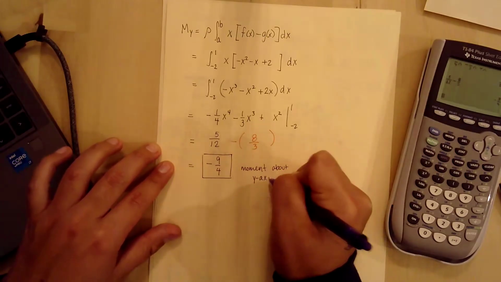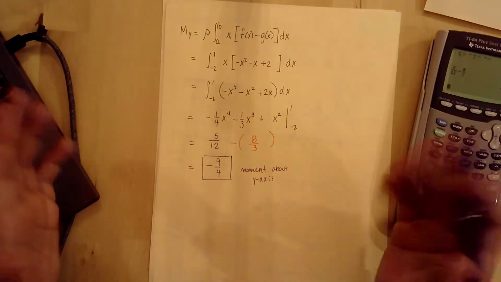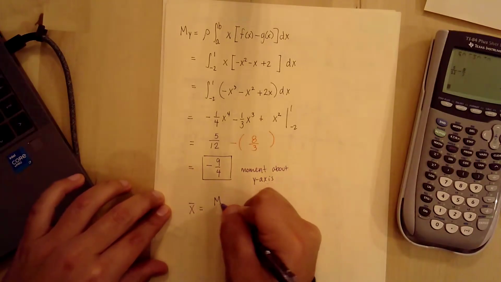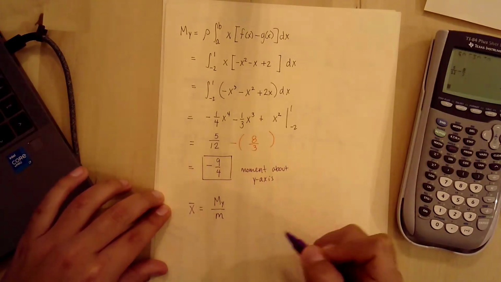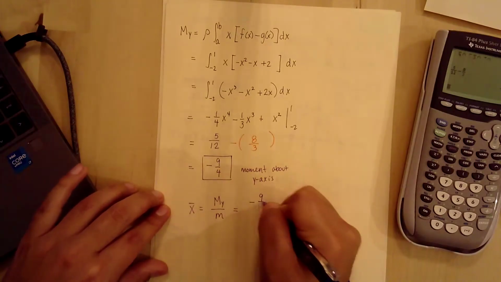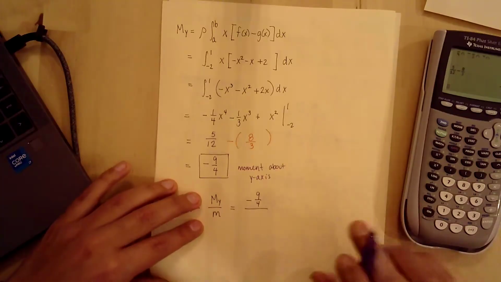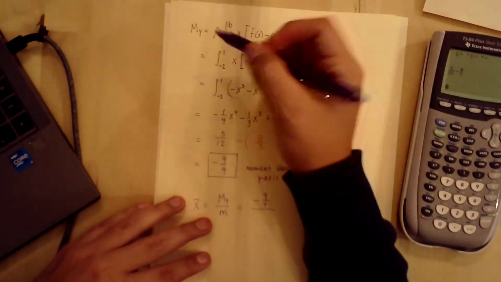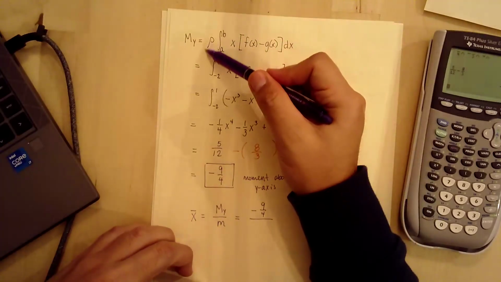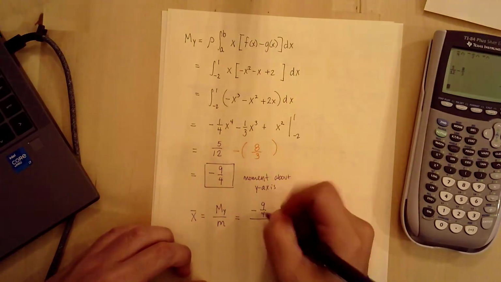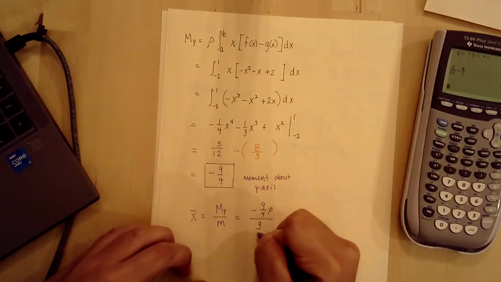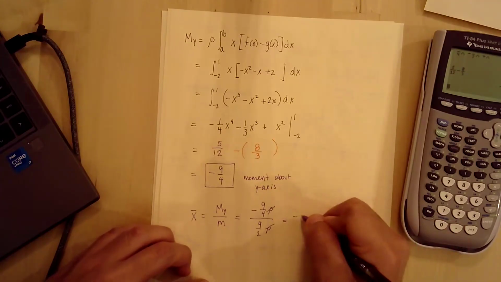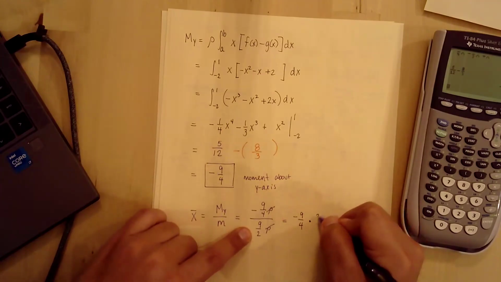about the y-axis. Okay. And that's going to help us, right? Because if we want to, we can say x bar is M sub y over the mass, which is going to be negative 9 over 4 divided by the mass that we found previously. That's 9 over 2, right? And again, just to recap, we just ignored this rho because we knew that once we put it in here and divided by this mass, and the mass was going to have that rho as well, those guys would cancel out. So it's going to be negative 9 over 4 times the reciprocal, 2 over 9.